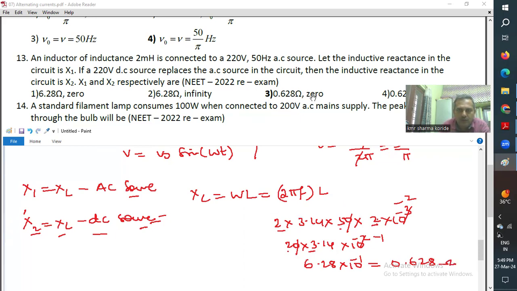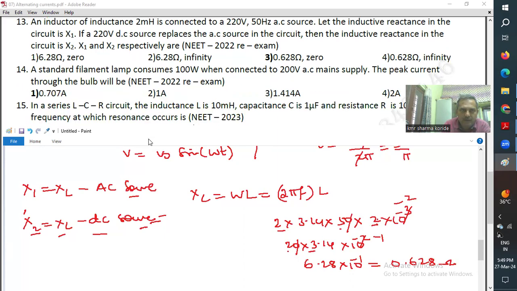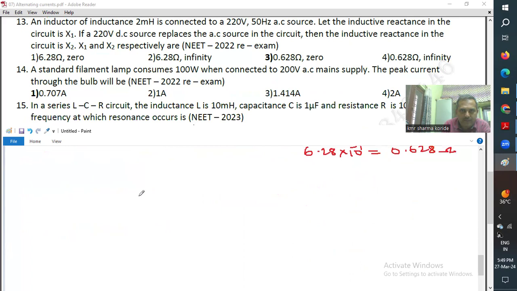So you don't get XL when a DC source is connected. Moving to the next question.